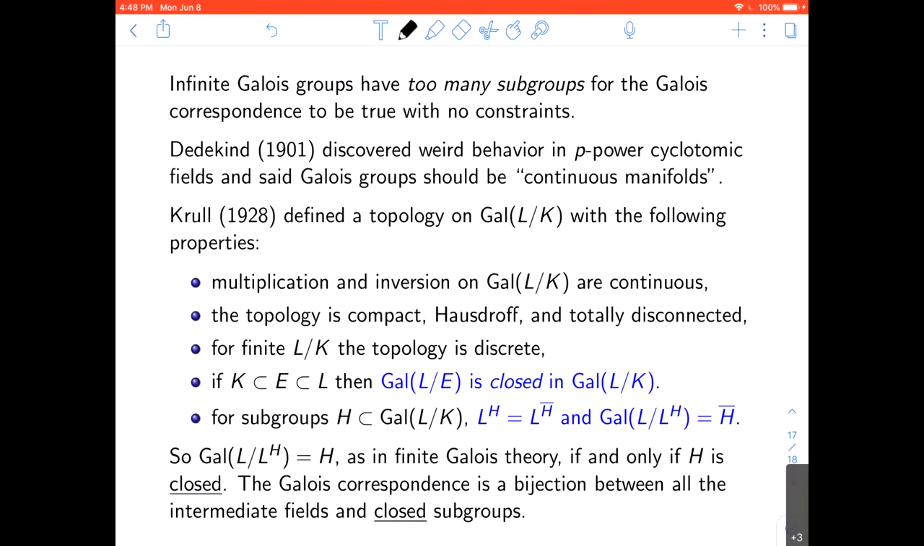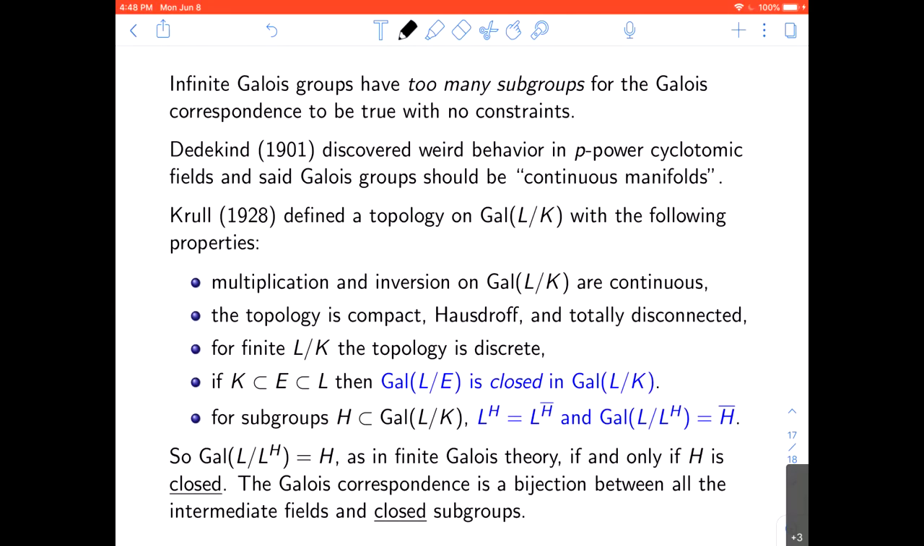The subgroup corresponding to every field is a closed subgroup for this topology. And if you iterate the operation of the Galois correspondence, starting from a group and going to a field and coming back to a group, you always get back the closure of your original group. Those two groups that I showed you before are not closed, but they have the same closure. And so if you focus on closed subgroups and all intermediate fields, then the Galois correspondence works very well.